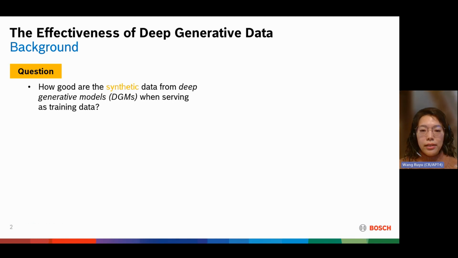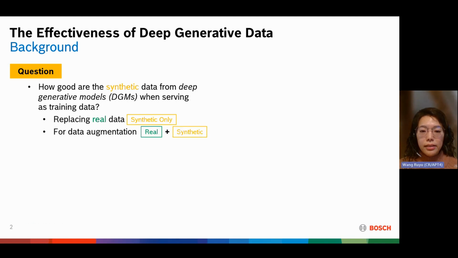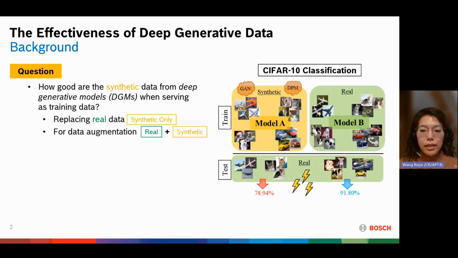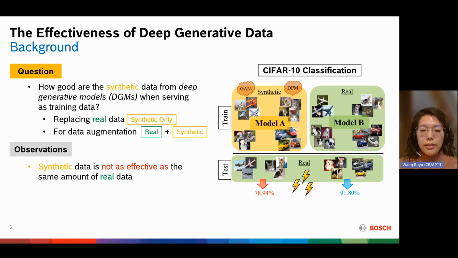This can further be divided into two cases. One is using synthetic data only, where we replace real data completely with synthetic data. And the other case is using synthetic data as data augmentation. However, in both cases, researchers often observe a problem. That is, when testing on real data, a performance gap exists between models trained on synthetic data and models trained on real data. This means that synthetic data is less effective than the same amount of real data.